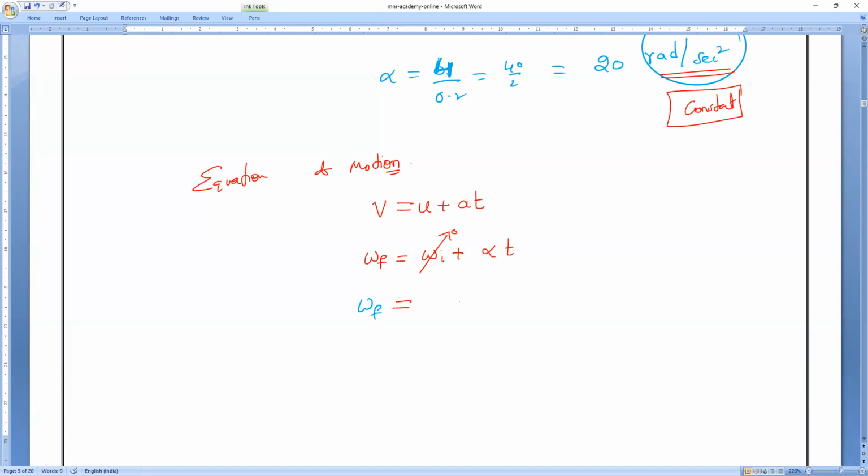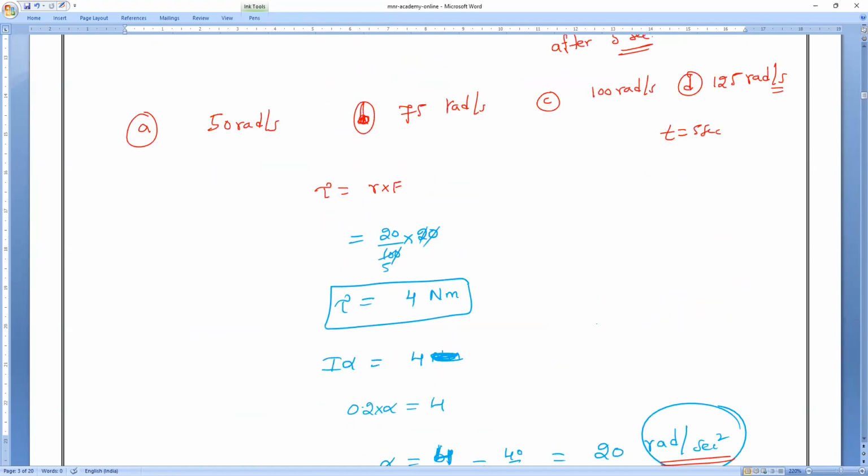So the final angular velocity after 5 seconds, where the initial velocity is 0. Alpha is how much? 20 radian per second squared, and time is how many seconds? 5. So what is the final angular velocity, which equals everybody? 100 radians per second. That is the answer. So what is the correct option? Option C.